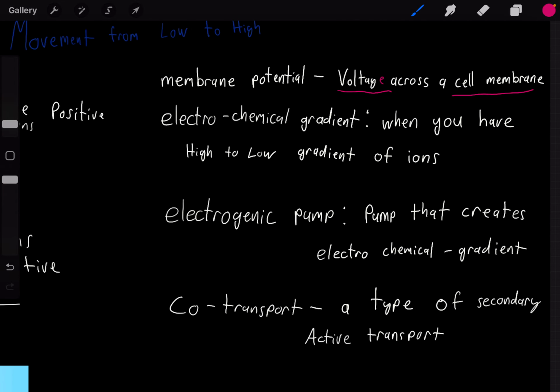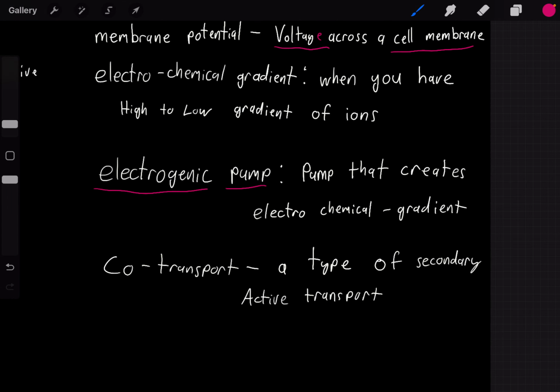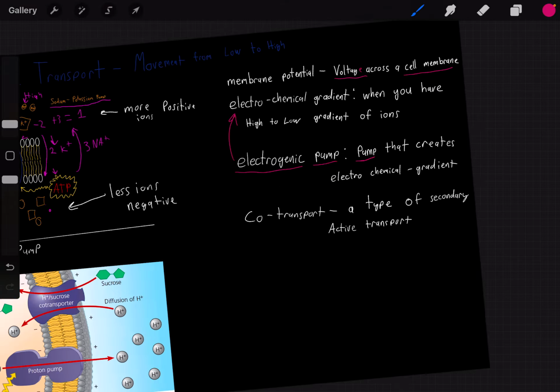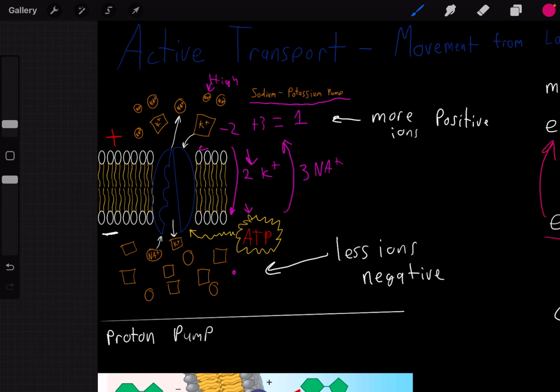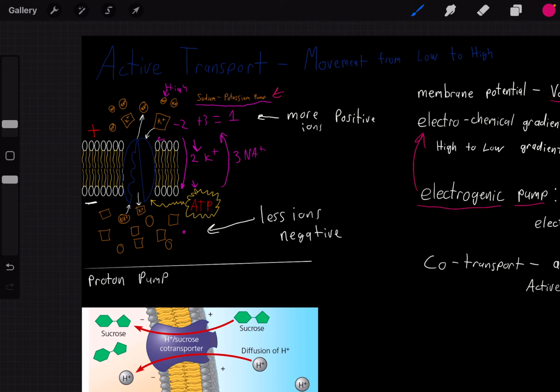And how these are created is through pumps, electrogenic pumps. It's a specific pump that creates the electrochemical gradient. So any pump that creates this electrochemical gradient is an electrogenic pump. For example, this sodium-potassium pump right here is an electrogenic pump because it is creating a membrane potential and it is creating an electrochemical gradient.